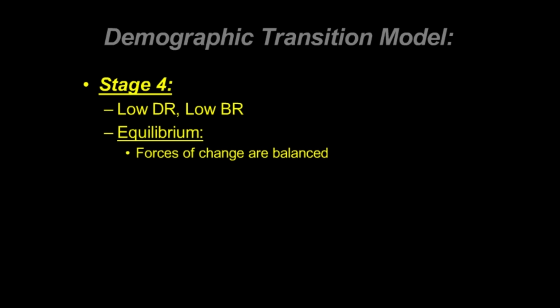Now stage 4, which is where the United States is right now. And so here, low death rates, low birth rates. And so thus, we're in equilibrium. Not a lot of people being born, but not a lot of people dying. People are living longer. So the forces of change are balanced. When I use the term equilibrium, I mean very low to minimal population growth because of this low death rate, low birth rate pattern. So like I said, these are our developed countries: Western Europe, Japan, Australia, North America, Canada, the United States, good examples of these developed countries.